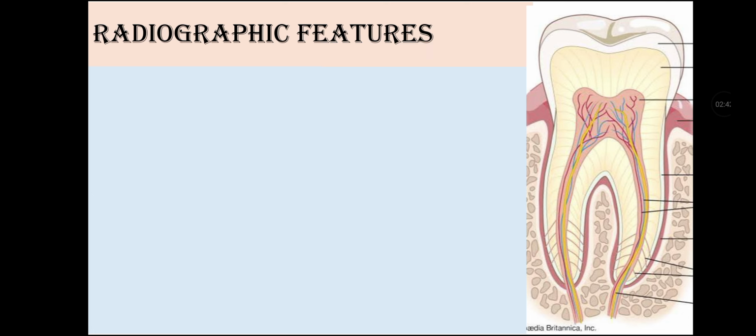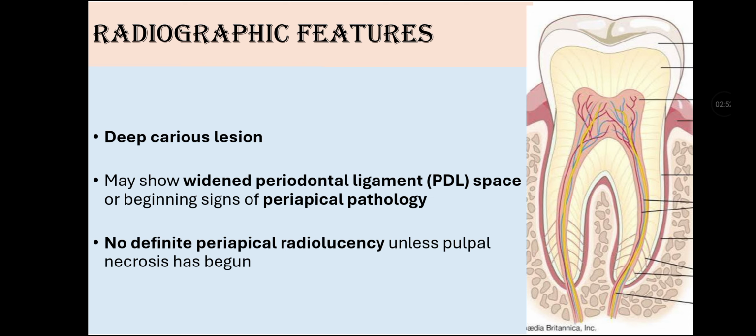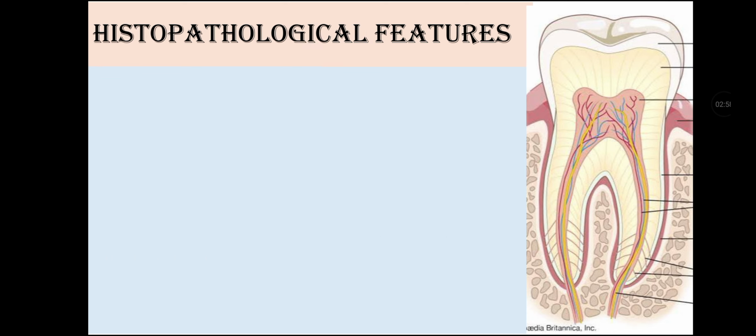Now let's talk about radiographic features. There is a deep caries lesion present, and the radiograph may show widened periodontal ligament space or beginning signs of periapical pathology. There is no definite periapical radiolucency unless pulp necrosis has begun.